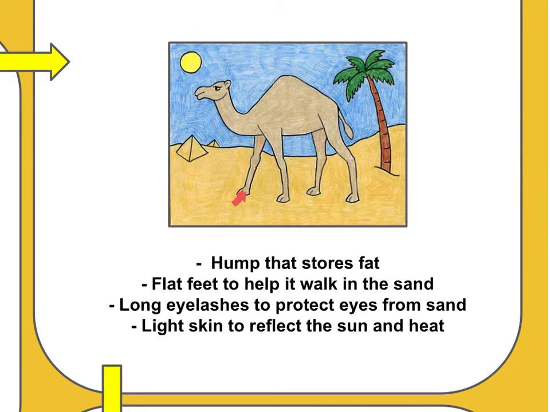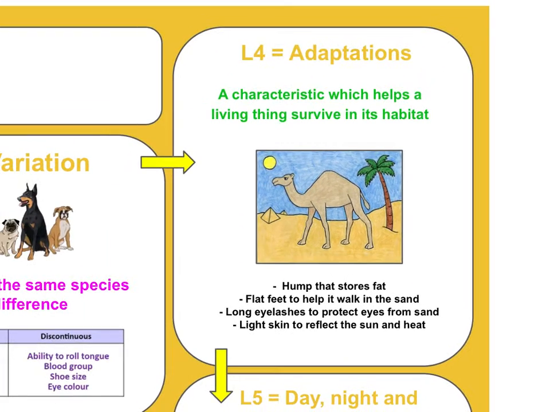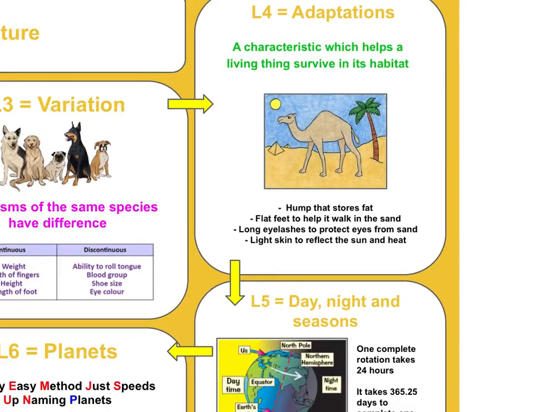It's got really fat feet to help it walk in the sand so it doesn't fall through the sand. Uses less energy to walk. Long eyelashes stop the sand blowing in its eyes. And it's got fairly light skin to reflect the sun, keep itself cool. They are 4 really good adaptations to help it survive. And we can talk about adaptations of different animals.